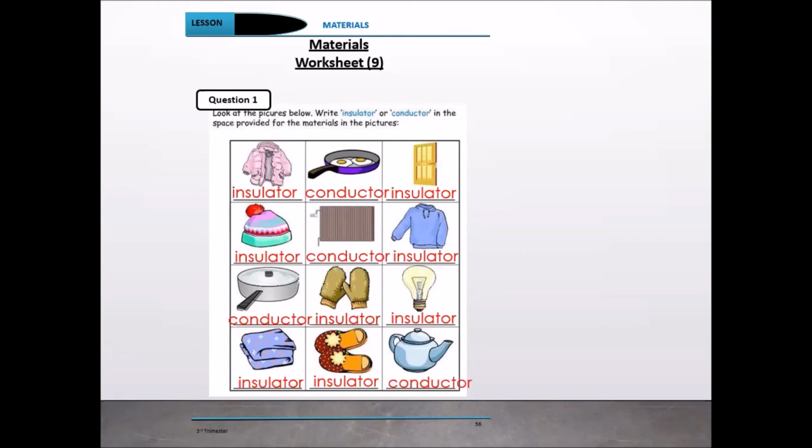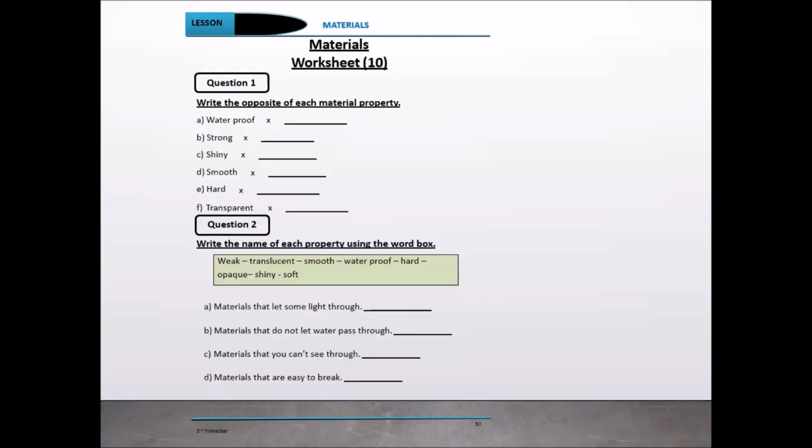Now we are going to go to page 57. Here in question 1, we are going to write the opposite of each material property. Letter A, waterproof. The opposite of it is absorbent. Strong, weak. C, shiny, dull. D, smooth, rough. E, hard. The opposite of hard is soft. Transparent, opaque. Don't tell me translucent. Translucent is the middle thing between transparent and opaque. Transparent is the opposite of opaque. Opaque is the opposite of transparent.